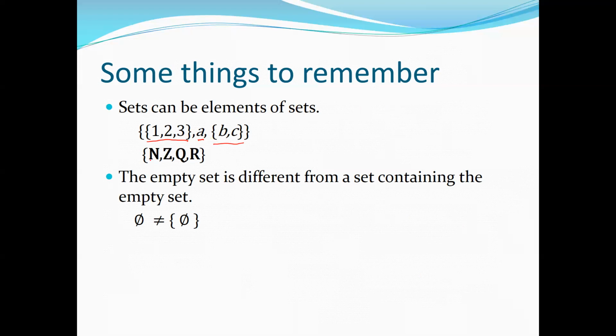So here is a set containing N, Z, Q, R. We already know what these symbols are. N is the set of natural numbers. Z is the set of integers. R is the set of rational numbers. Q is the set of complex numbers. So these all are sets, and they are elements of this set as well, right?